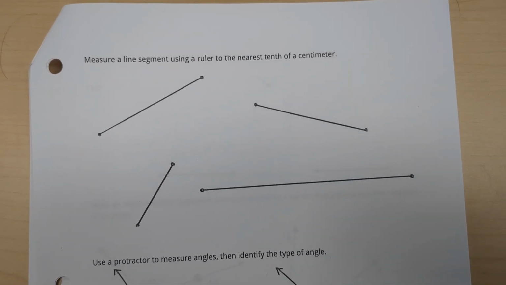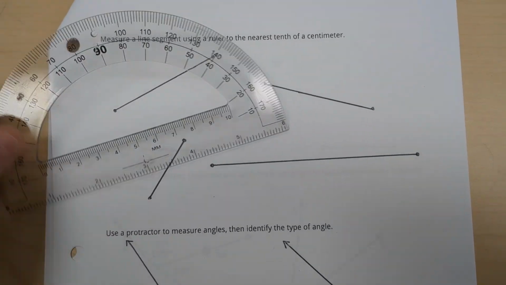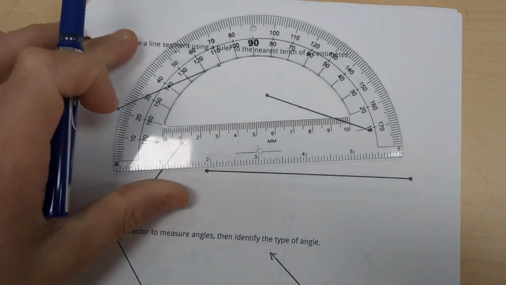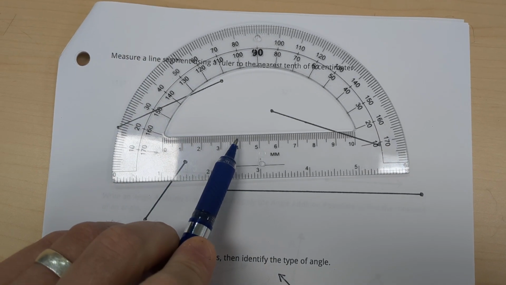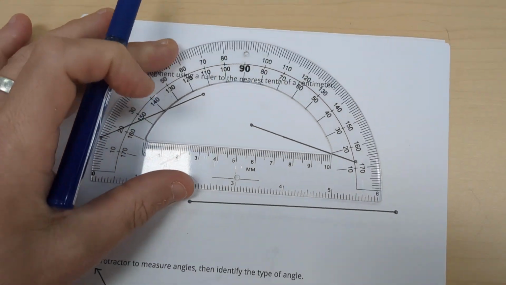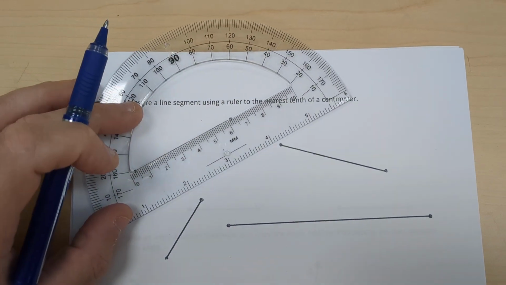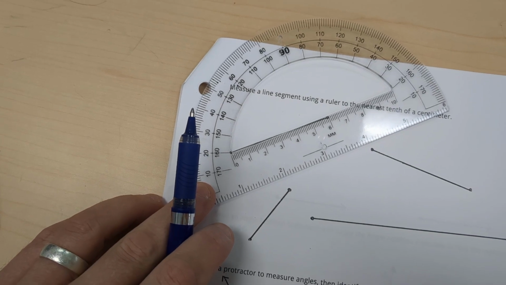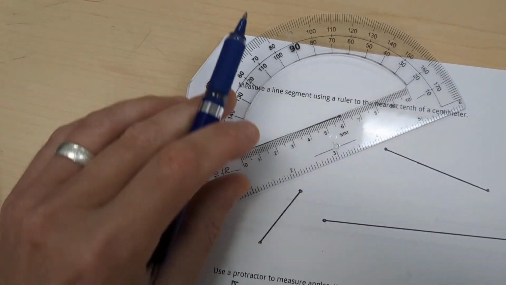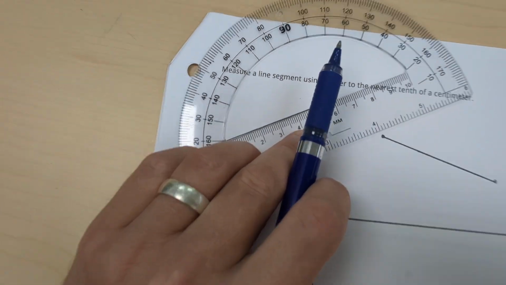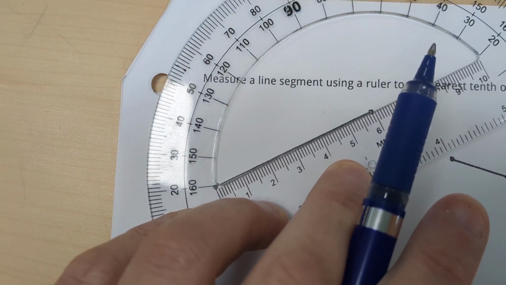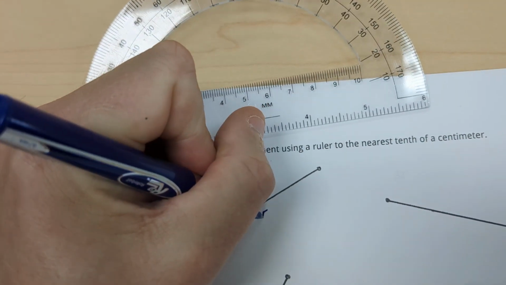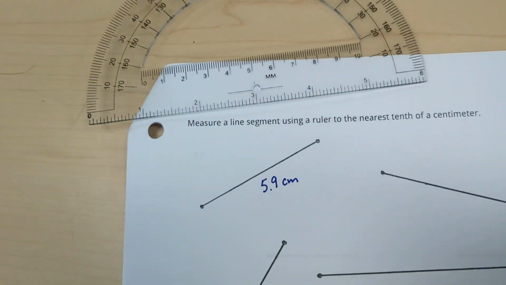Looking at the measure a line segment section, we're going to be using our protractors, and we're using this inside ruler. That's centimeters, and then the little individual markings, remember, are your tenth of a centimeter. So looking at this first one, I'm going to line up the 0 at one of the 2 points on my line segment. I'm going to extend it out this way. I can see that it's like 5.9. It's almost to the 6. But we're going to call that 5.9, and so I'm just going to write my answer 5.9 centimeters on that.